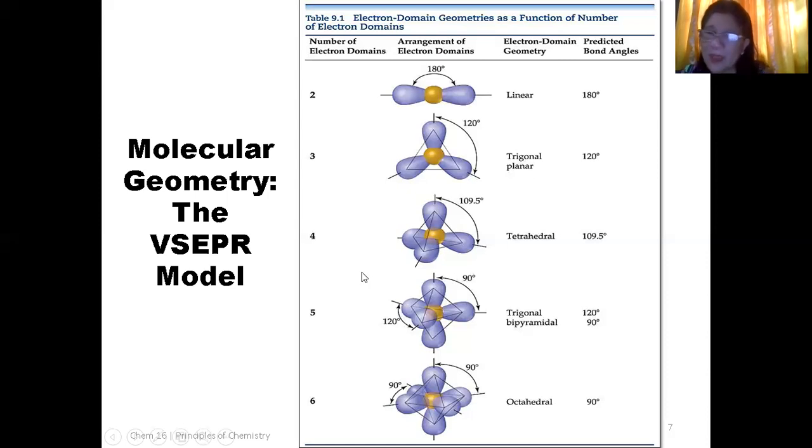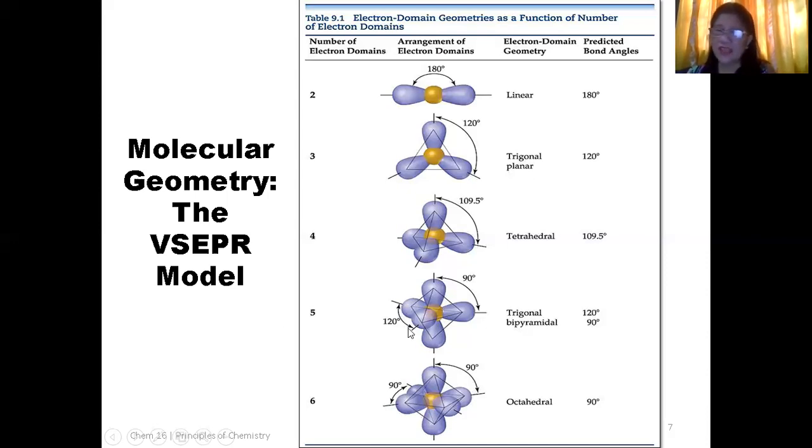For the trigonal bipyramidal, there will be 5. Each attachment from the central atom to an attached atom is counted as 1 electron domain. Therefore, from this one to that, that's 1, then 2, 3, 4, and the one at the bottom is 5. There will be 5 electron domains.